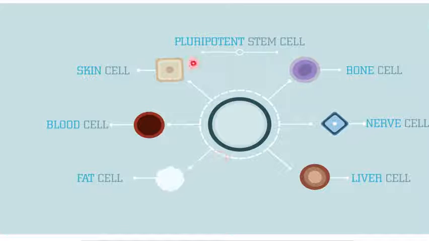Here you can see a pictorial representation of pluripotent stem cells. These pluripotent stem cells have a capacity to produce any of these cells, where they form a tissue or an organ: skin cells, fat cells, blood cells, bone cells, nerve cells, liver cells, but they cannot form a complete organism. They can produce any one of these cells.